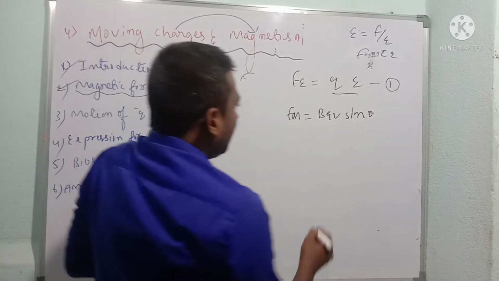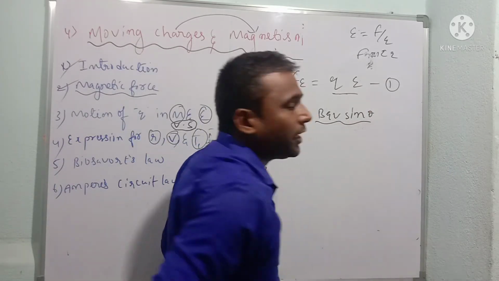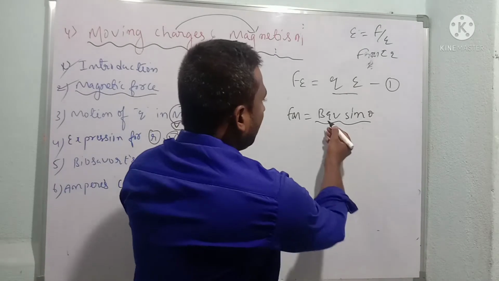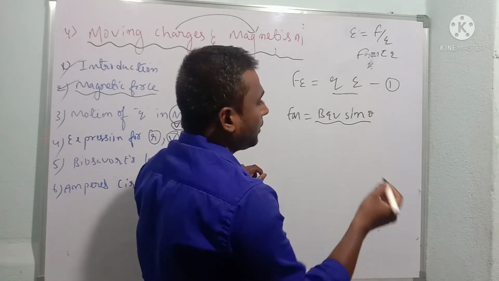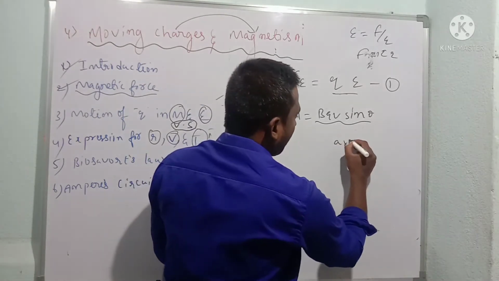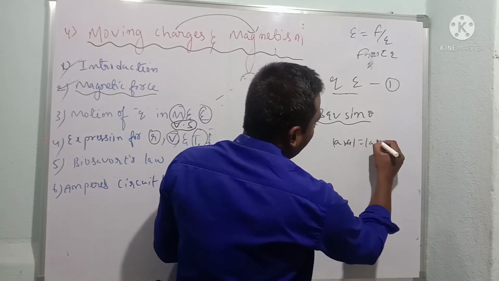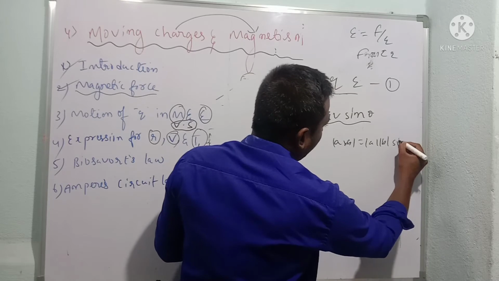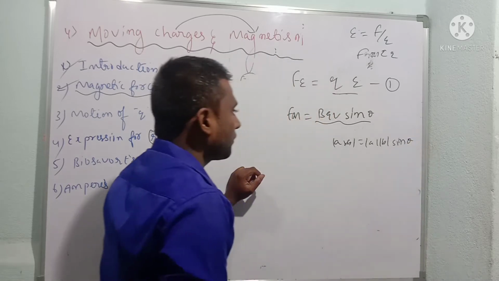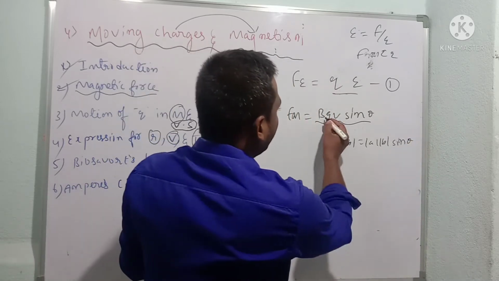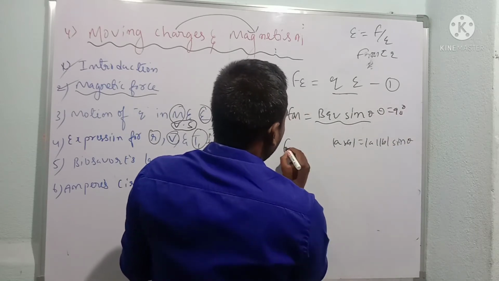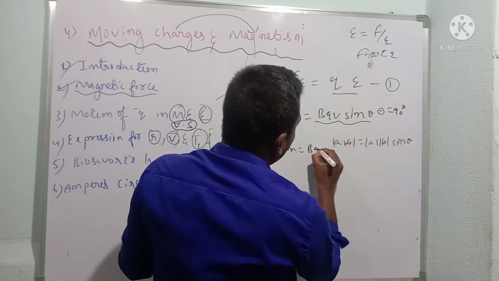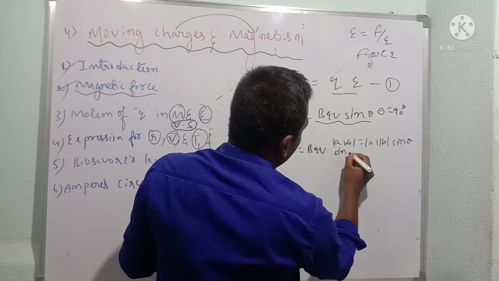BQV sin theta. So this is the vector product of the two vectors. That is, A cross B is equal to magnitude of A, magnitude of B into sin theta. So this is magnetic force. If theta is equal to 90 degrees, you will get Fm is equal to BQV sin theta.